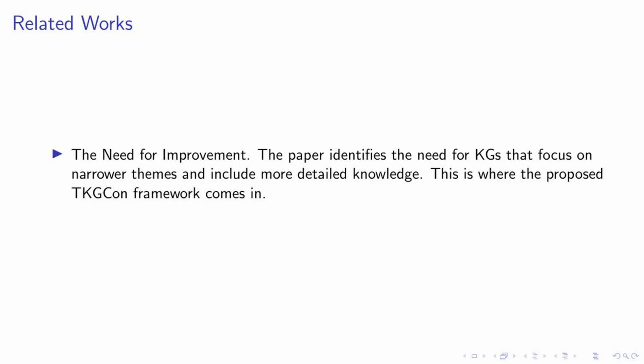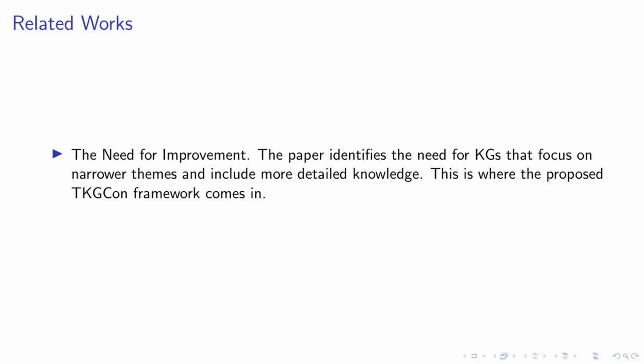Begin a frame. Frame title: the TKGcon framework. Begin itemize. Item: the TKGcon framework is designed to construct theme-specific knowledge graphs from limited documents. It consists of two main parts: theme ontology construction and theme KG construction. Item: in theme ontology construction, we build an ontology of entities and relations relevant to the theme. This is achieved by collecting a hierarchy of entity categories from Wikipedia and generating potential candidate relations.